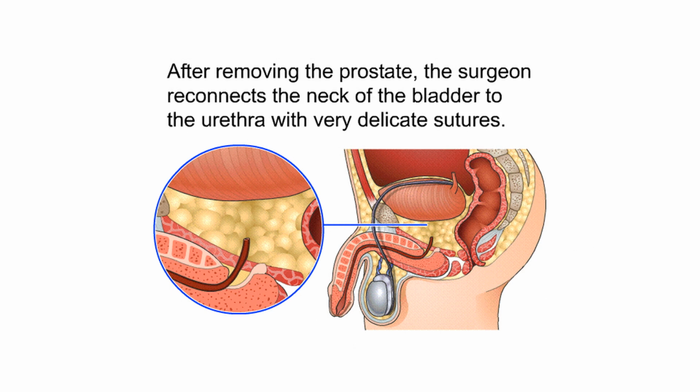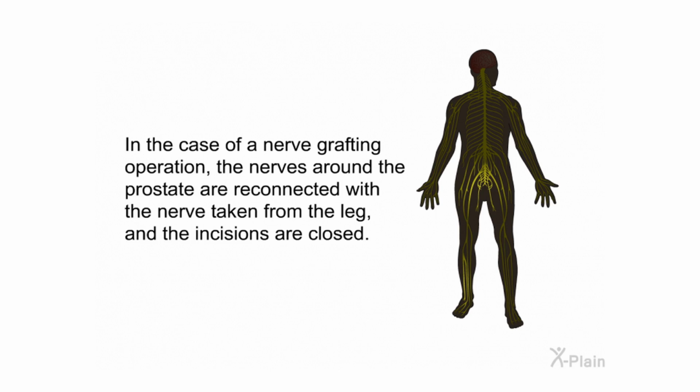After removing the prostate, the surgeon reconnects the neck of the bladder to the urethra with very delicate sutures. In the case of a nerve grafting operation, the nerves around the prostate are reconnected with the nerve taken from the leg and the incisions are closed.